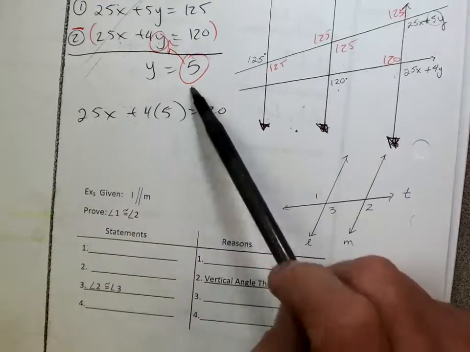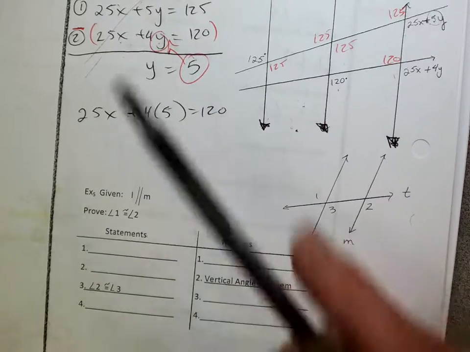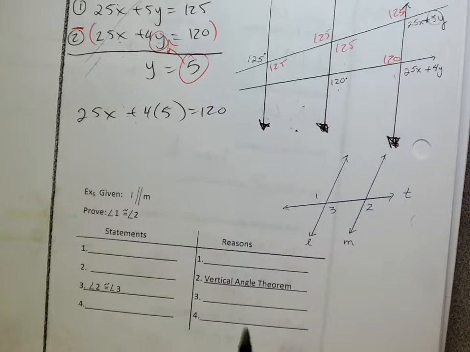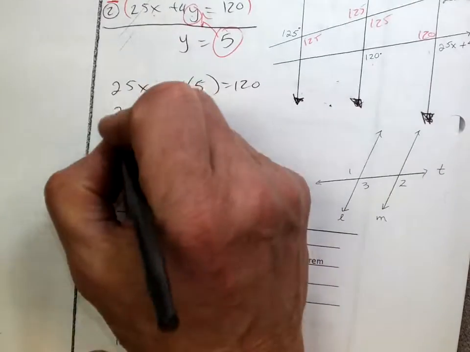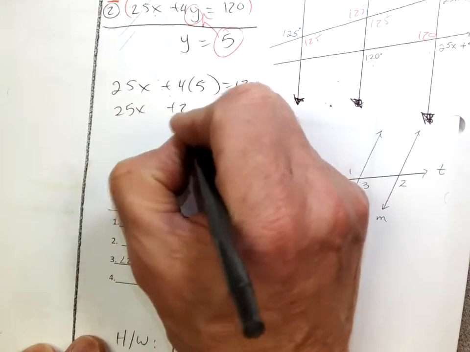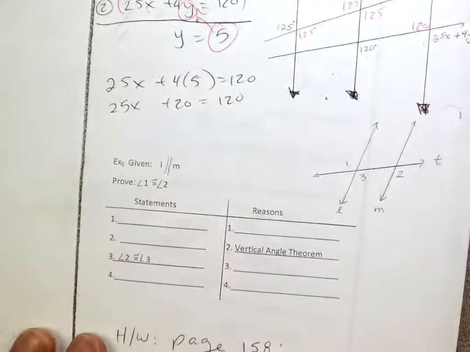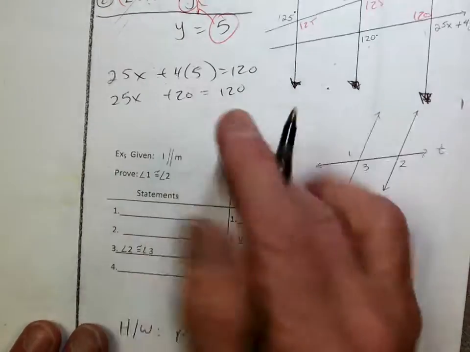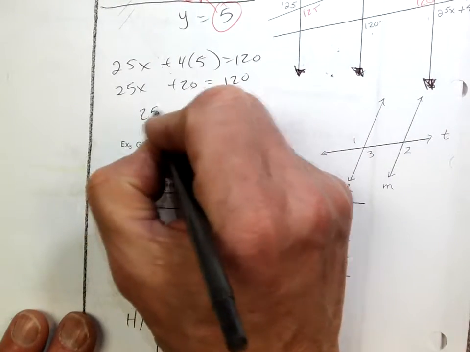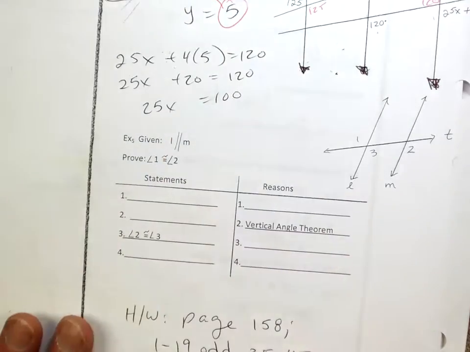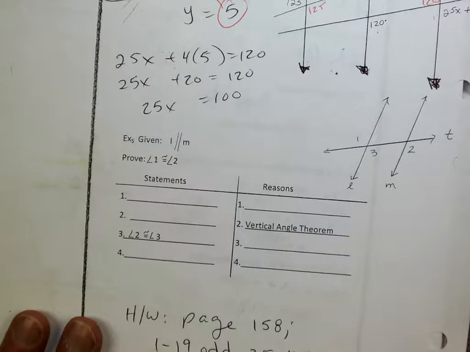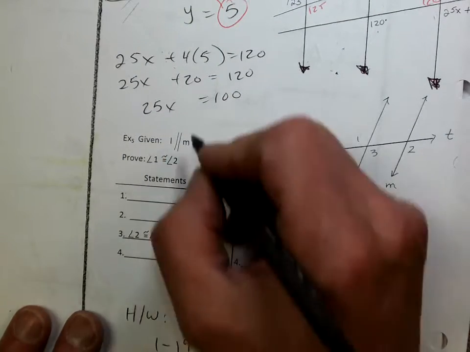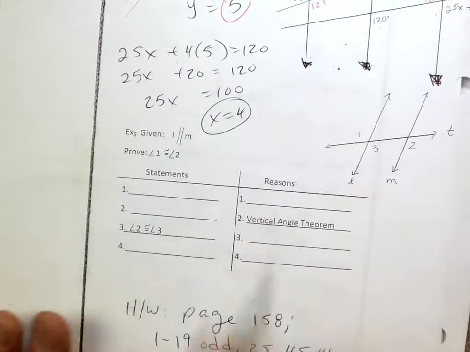Since y is 5, let's plug the 5 into the y, right? Mr. Bard showed you how to do this, right? 25x plus 20 equals 120, right? Minus 20, minus 20. 25x equals 100. How am I doing? Divide by 25, x is 4. There we go. There's our two answers.